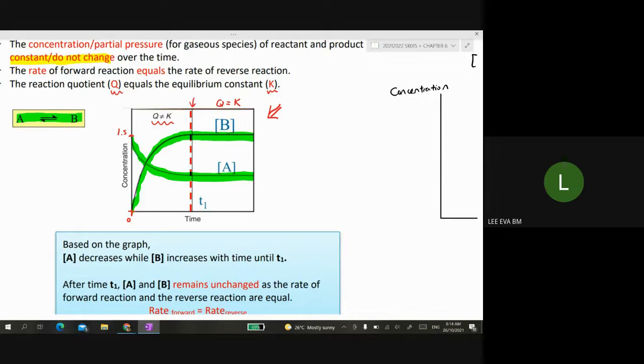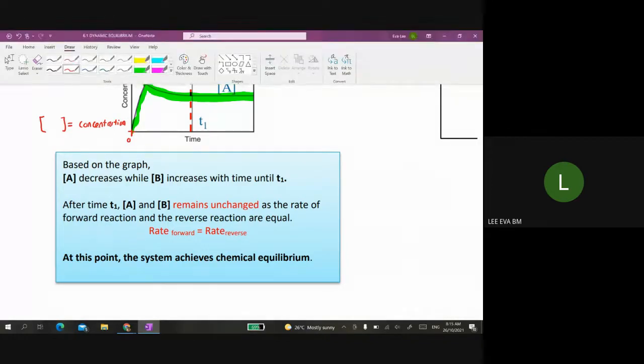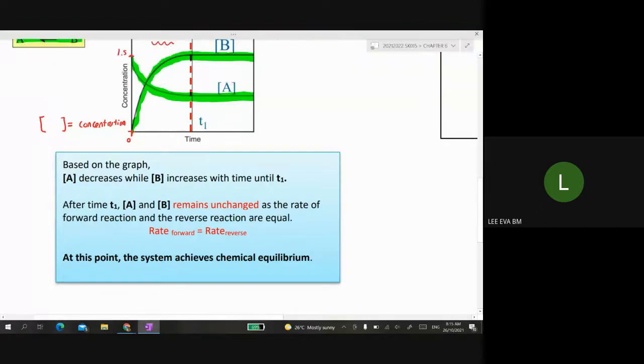So if you want to look at the sentence over here, explanations are also given. So based on the graph, concentration of A. So I just want you to take note. Now the square brackets over here refer to concentration. Boleh jot down, square bracket refer to concentration. So in the explanation, also you can use the square bracket.